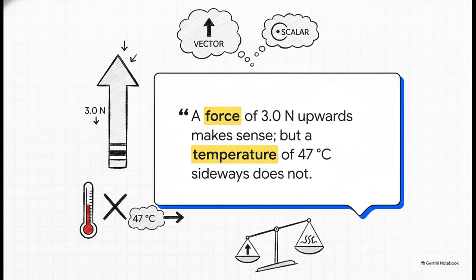There's a great quote from the source material that hits the nail on the head. A force of 3.0 newtons upwards makes sense, but a temperature of 47 degrees Celsius sideways does not. You just can't assign a direction to everything. A force pushing upwards paints a crystal clear physical picture, but a temperature sideways? That's complete nonsense. And that fundamental truth is exactly why we must rigorously separate scalars from vectors.